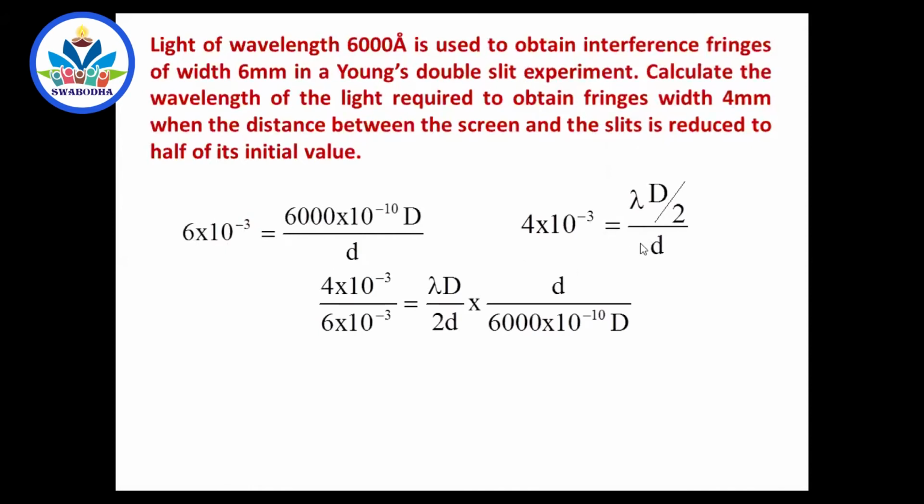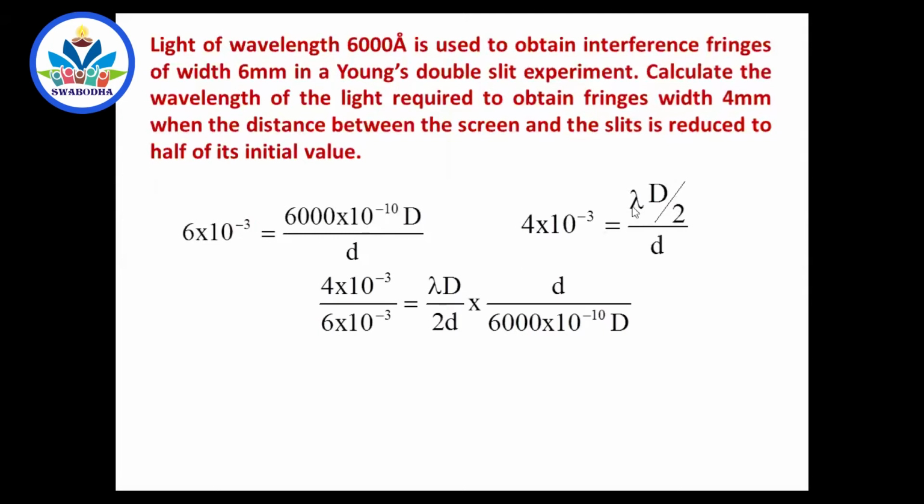You can substitute it. Now divide the two equations. That is better. All the things will get cancelled. The capital D, the distance between the screen and the sources, has to be halved. What new wavelength will reduce the fringe width to 4 after 6? This D is remaining the same. Now divide it. 4 into 10 to the power minus 3 by 6.